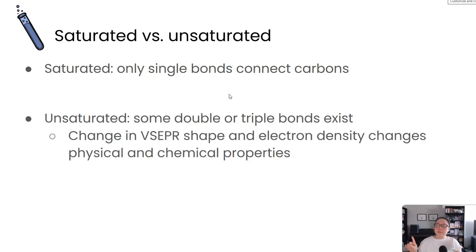Now, having those double and triple bonds can change the VSEPR shape and the electron density around those bonds, and because of that, the physical and chemical properties of these unsaturated hydrocarbons are different compared to the saturated ones. I'm not going to talk about these differences right this instant, but they are definitely going to be showing up in this entire series of lessons on organic chemistry.